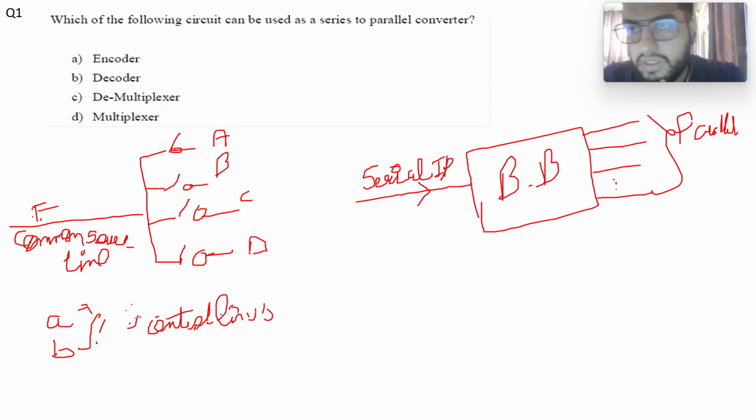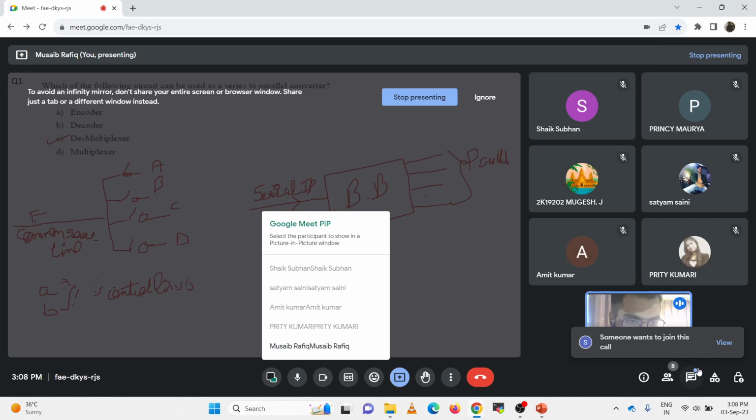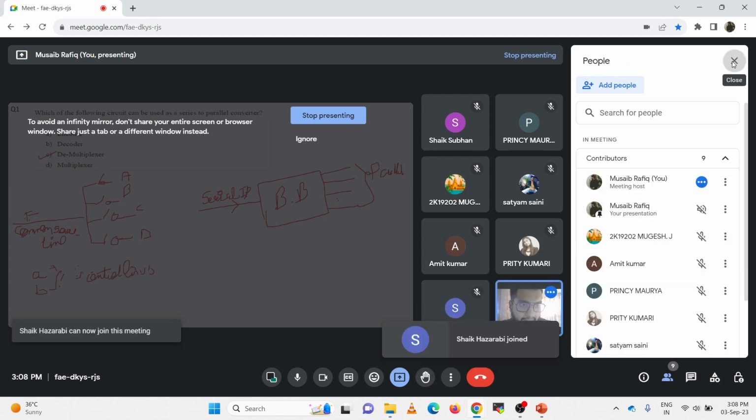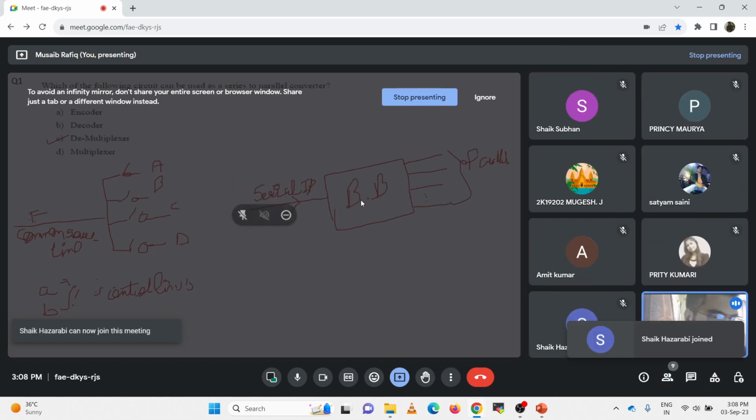Among the options, a demux does this kind of thing. Here we have a serial input and based on the combination of control lines. So in a demux, what is a control line? Simply your select lines. Based on the combination of select lines, this input gets routed to one of the parallel outputs. So a demultiplexer is used as a serial to parallel converter. Any doubts in this question? Yeah, someone has written the answer. Well done. So demux simply is your serial to parallel converter.